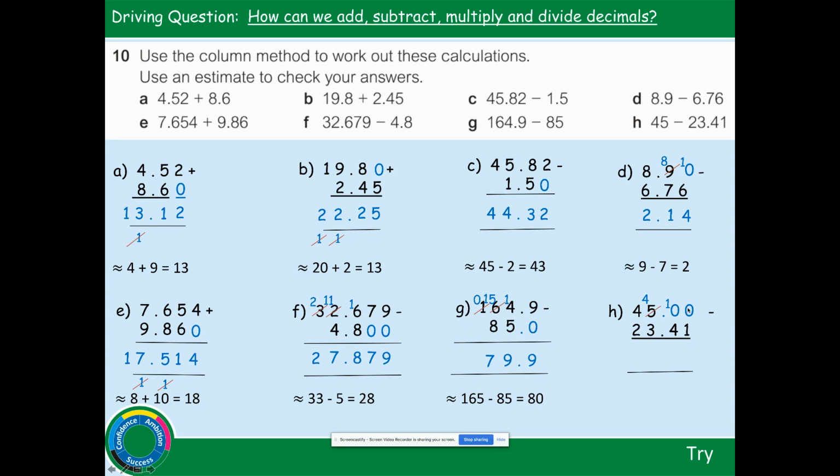I still haven't got it across here. This is where I need it. So I now need to cross this 10 out, take 1 away, make it 9, and put the 1 here. Now I can do the subtraction. 10 take away 1 is 9. 9 take away 4 is 5. 4 take away 3 is 1. 4 take away 2 is 2. This is approximately, well, it is 45 take away 23, which is 22, and that's very close.